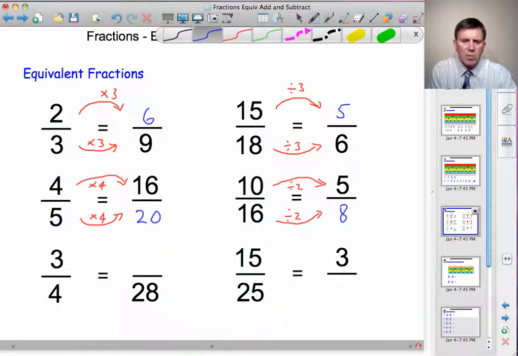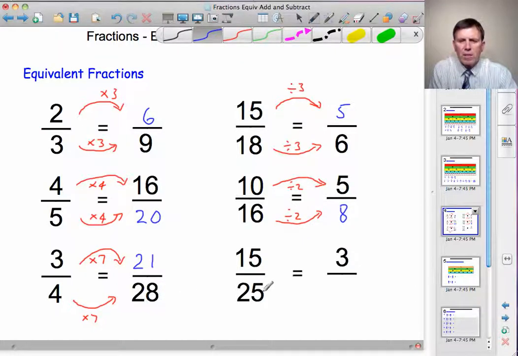And let's look at the final pair. 3/4 is something over 28. Well, we've multiplied the 4 by 7 to get 28. 7 4s are 28. So we must multiply the top by 7. 3 times 7 is 21. So 3/4 is the same fraction as 21/28.